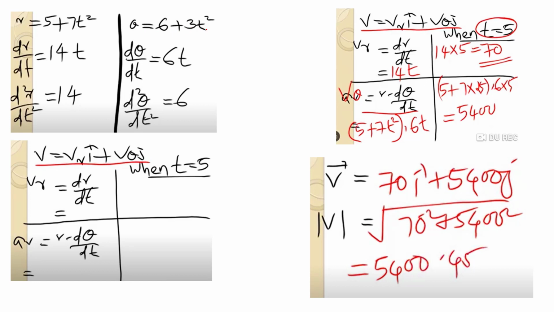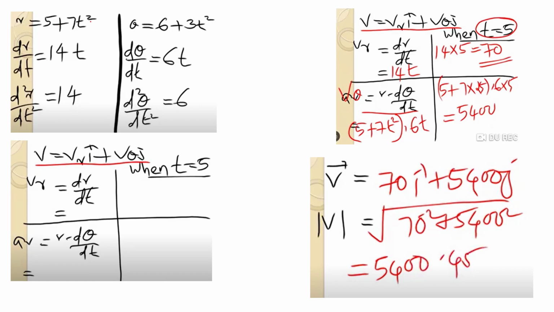Now, how will you find out velocity? Velocity is Vr into i plus V theta into j. Now, what is Vr? Vr is equal to dr by dt. We need to differentiate the position with respect to time, right? Now, how will you find out V theta? V theta is equal to r into d theta by dt. So, we need d theta by dt also.